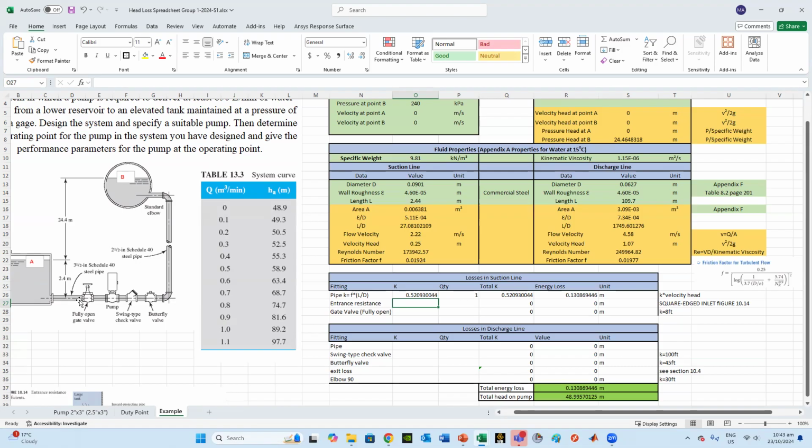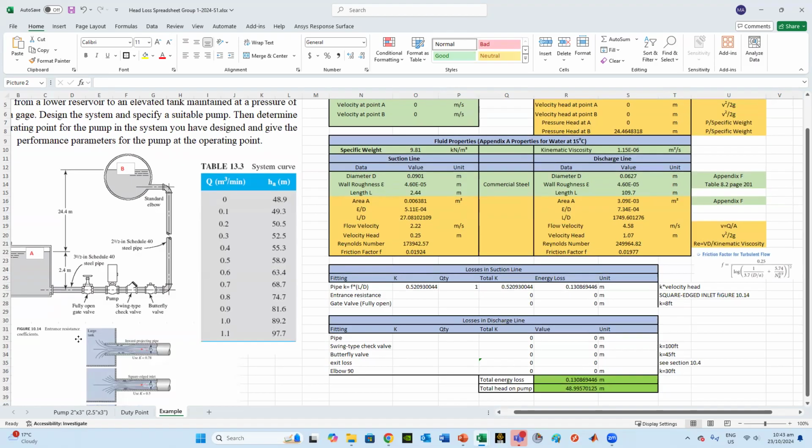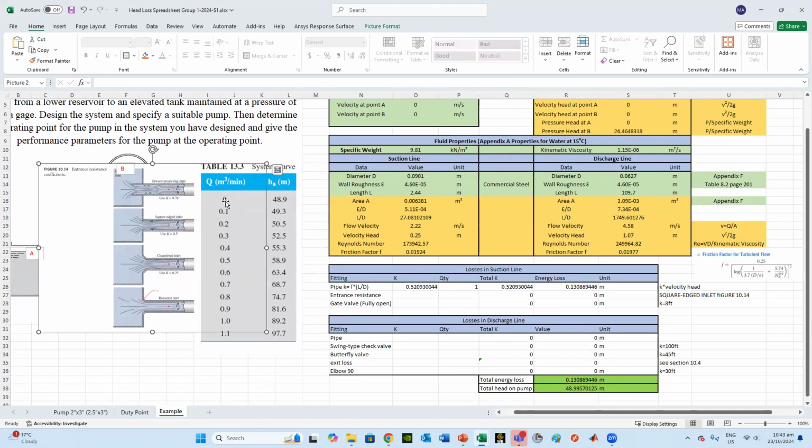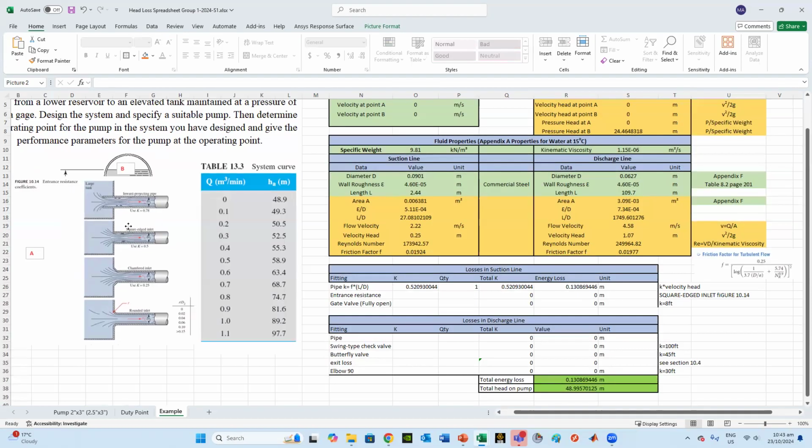Now, we have entrance resistance and we have gate valve fully open. Again, if you go to the chapter on minor losses in your textbook, I'm talking about chapter 10, I get some of the information here for you. So first one, entrance resistance. You will get that in figure 10.14. I'm just moving it here.